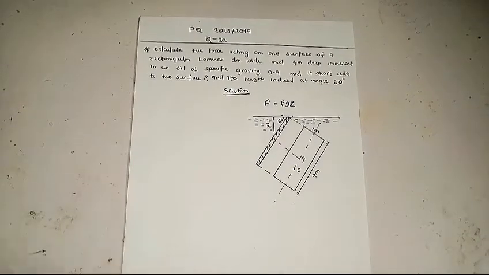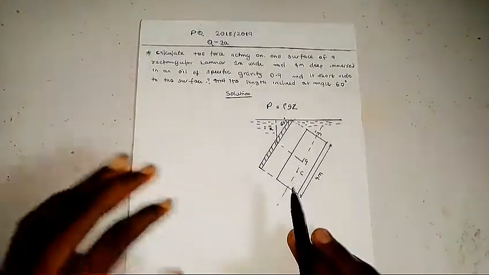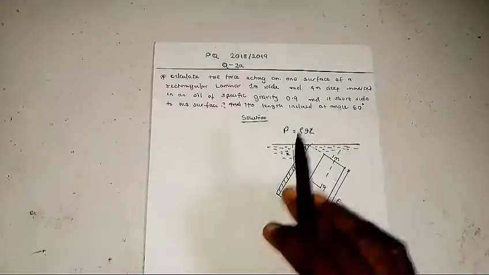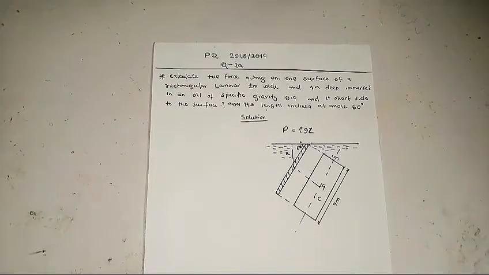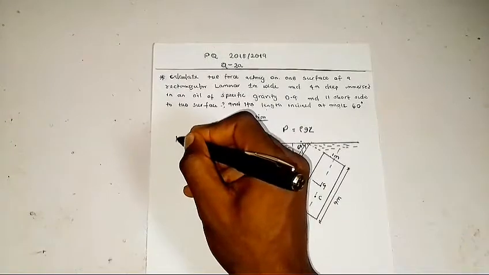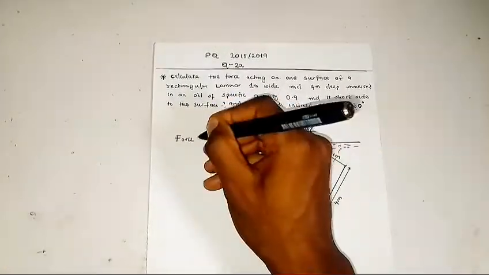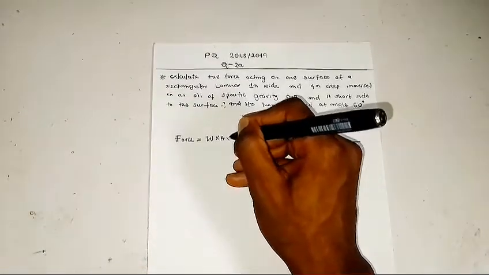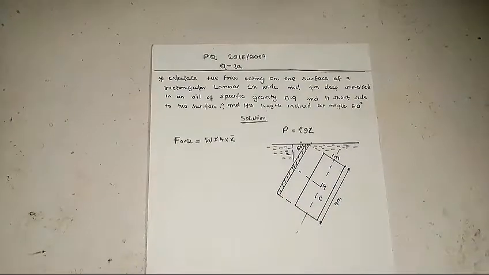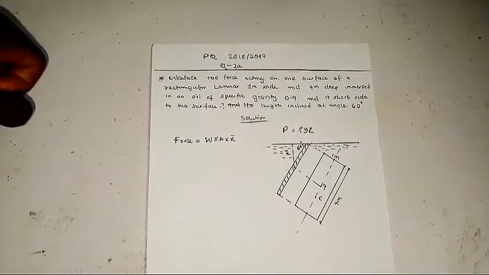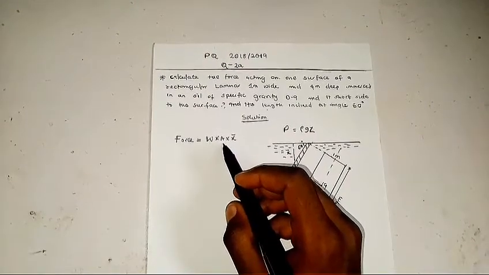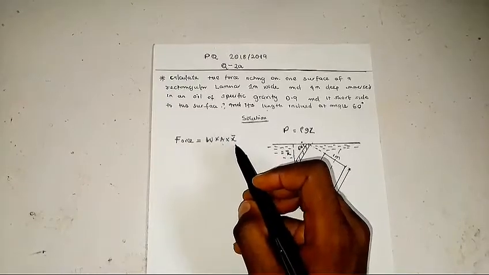We are asked to find the force. We know that pressure is equal to density times gravity times the height of the column. The force, which I call F, is equal to W times A times X. This formula means the weight density times the area of the body on which the pressure is acting, times the depth.